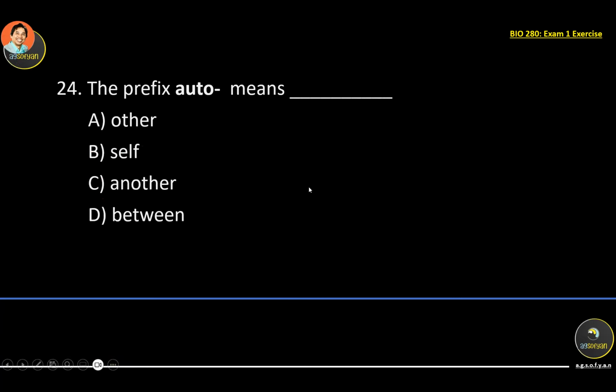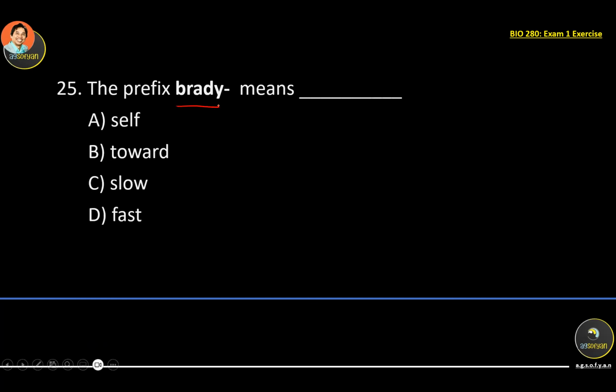The prefix auto. Auto means A, B, C, or D. So it's going to be easy. This is an American or English word. Auto means self. Automatic, self-matic, is done by itself. So auto means self. The prefix brady, like someone who has bradycardia, which is a slow heart rate. So brady means slow.